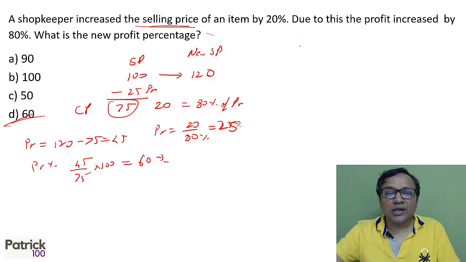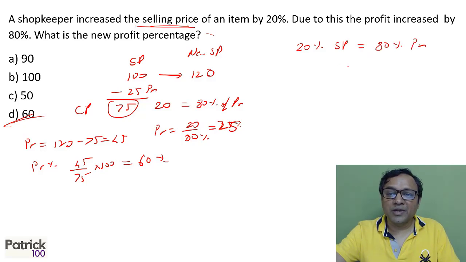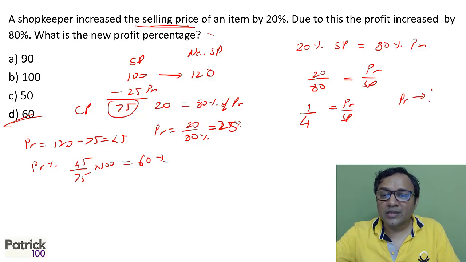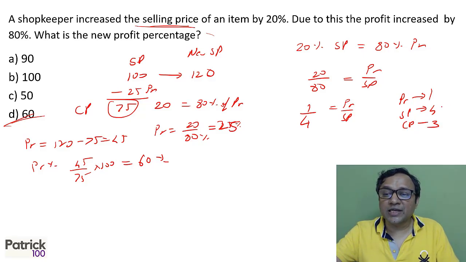One more way of solving it is: 20% increase in selling price is equal to 80% increase in profit. That means my profit on selling price will be 20 upon 80, or 1 upon 4. That is the profit upon selling price. So if my profit is 1, selling price is 4, cost price will be 3. Now they said the selling price increased by 20%. The new selling price will become 4.8. 10% is 0.4, so 20% is 0.8, making 4.8.